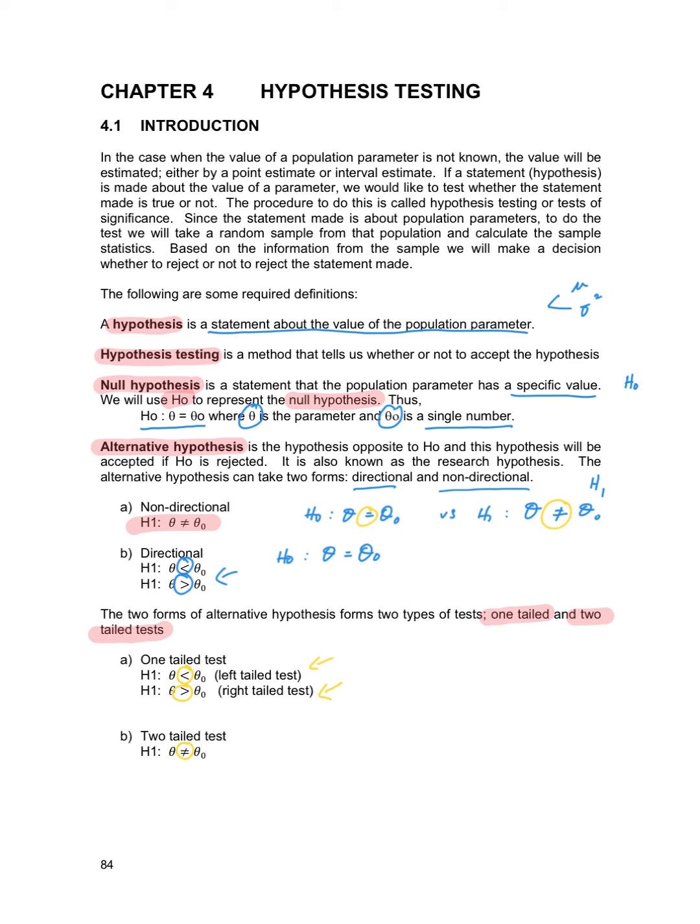Okay, tak apa, nanti saya akan explain detail apa maksud one tail test and two tail test. Okay, cuma kena tahu dulu untuk alternative hypothesis kita ada dua, either non-directional ataupun directional. Non-directional simbol dia adalah unequal. Untuk directional simbol dia adalah less than and greater than.